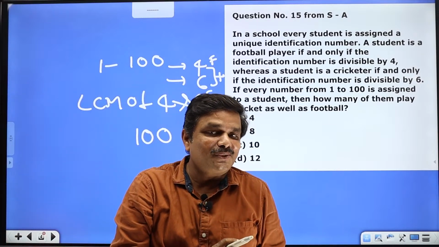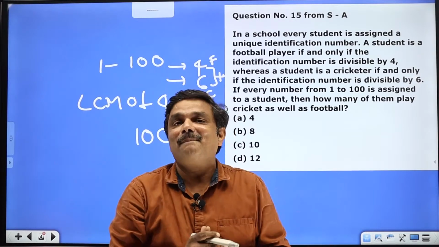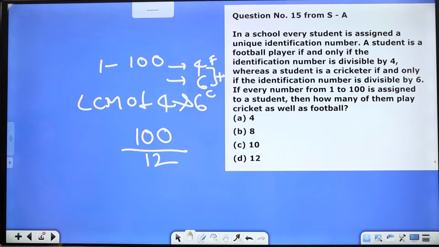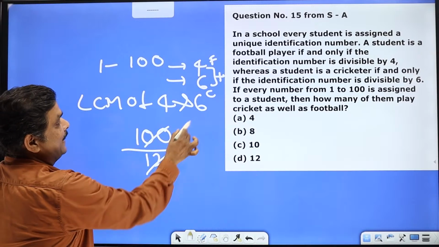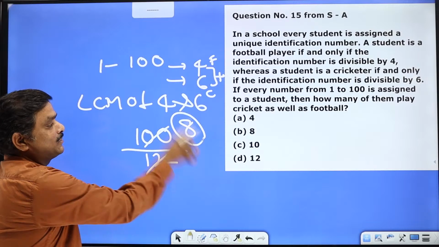How would you go for this one? Don't go for 12 ones are 12, 12 twos are 24, 12 threes are 36, and so on. Simply divide 100 by 12. How many are there? 12 times 8 is 96, so 8, that's it. That means there are simply 8 such numbers.